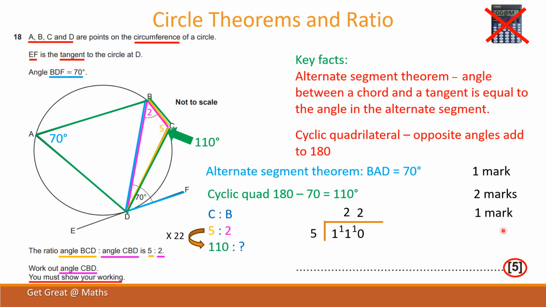So I'm going to multiply 5 by 22 to get 110, which means I need to multiply my 2 by 22 to get the missing answer. So 2 times 22 is 44, which gives you your last final mark. Remember to write your answer on the dotted line to get your last final mark.